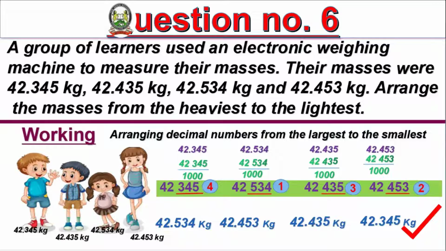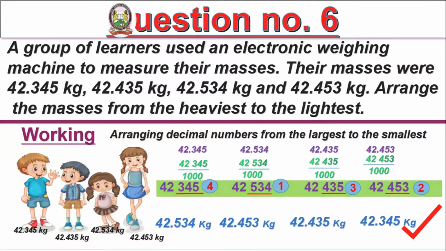But when you are writing your original answer, don't write 345. Just write the original numbers, which were 42.534 kilograms, followed by 42.453 kilograms, and 42.435 kilograms, and lastly 42.345.